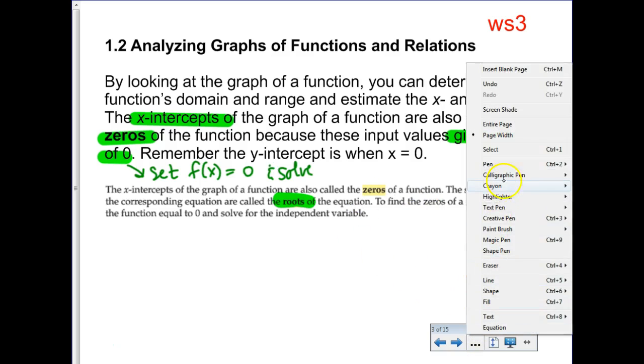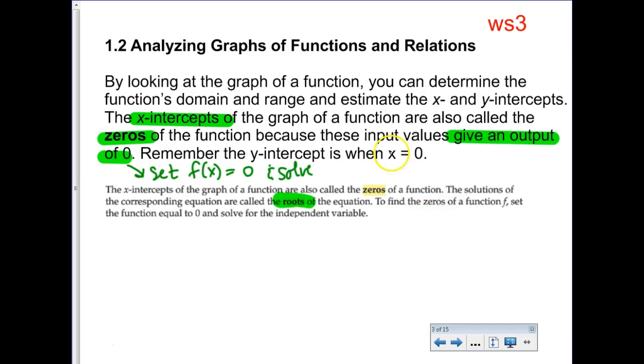Now, don't confuse that with y-intercepts. The y-intercept is where x equals 0 on your function, because it's where it crosses the y-axis and x equals 0. So that's a fancier way of just saying plug in x equals 0 and then evaluate or compute.